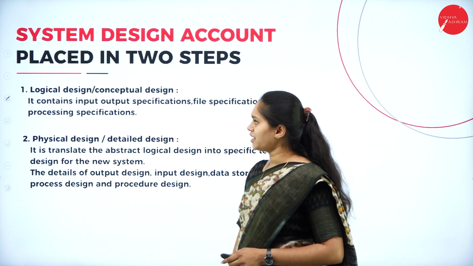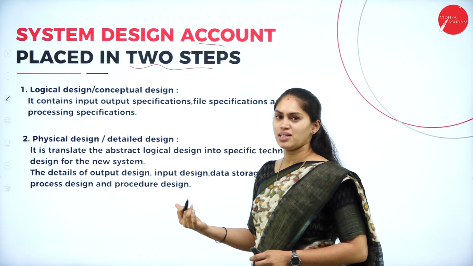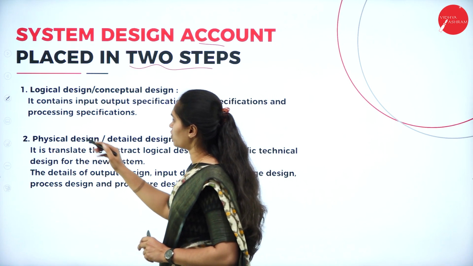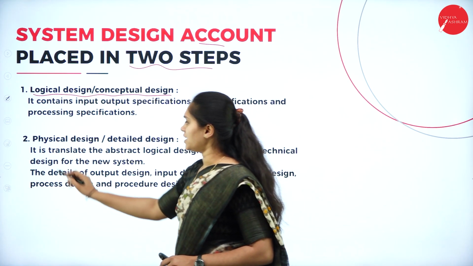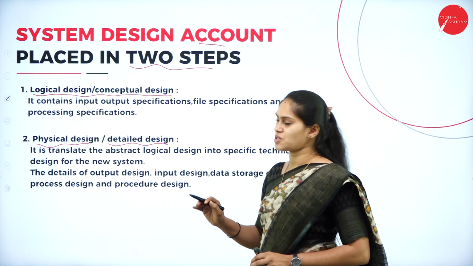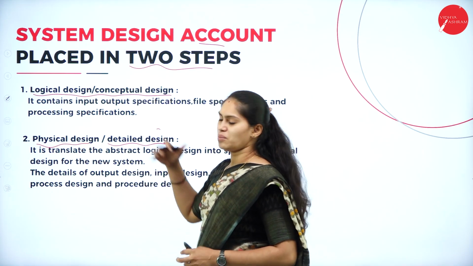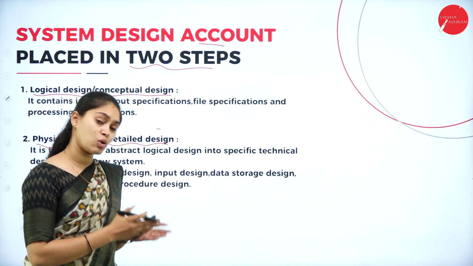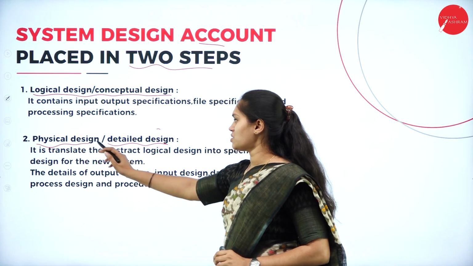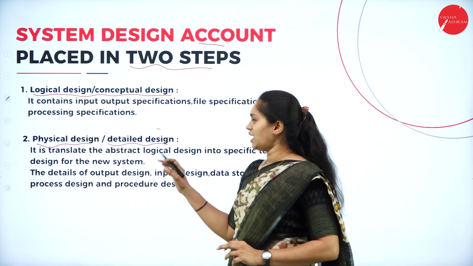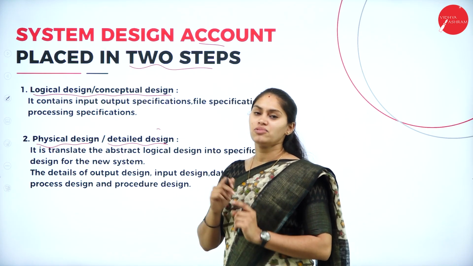System design. And here, system design can be divided into two steps. Which are those? One is logical design, also called conceptual design, and another is physical design or detailed design. In the logical design, I am not implementing anything. I am just conceptualizing it. I am just collecting all the data and information which is required for my decision and for my design. When it comes to the second type, physical design or detailed design, it will convert this logical design into a physical design.